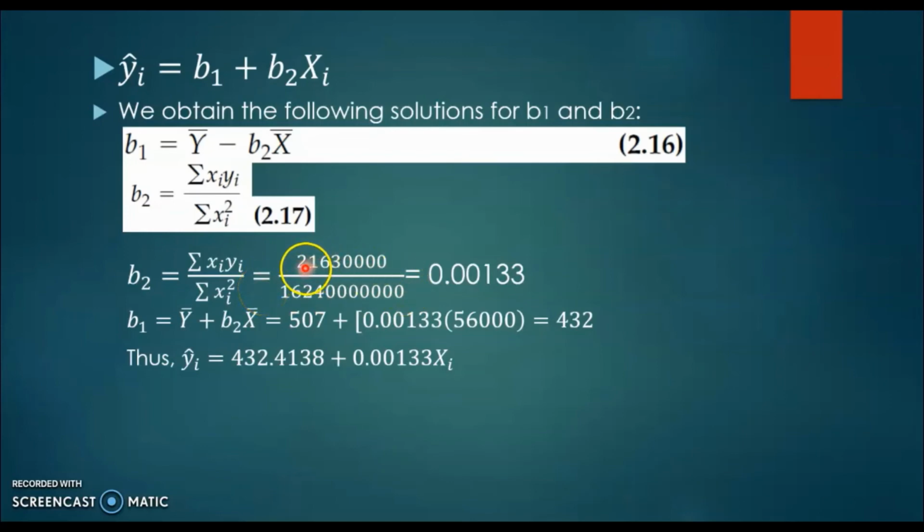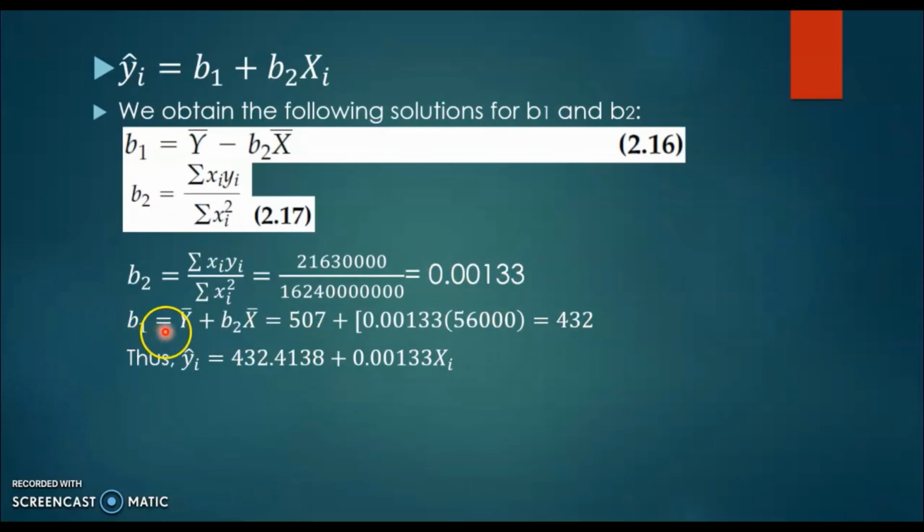And of course, when we divide the 2,163,000 by the 1,624,000,000, we'll be able to get 0.00133. So this is the value for b2. Of course, if we are referring to the exact value, it will be much more than 0.00133. But here we are using 5 decimal points. Okay, by having the value for b2, now we can solve b1.